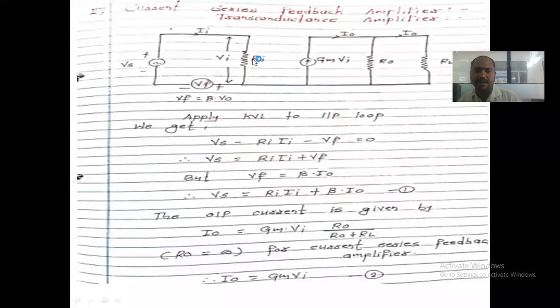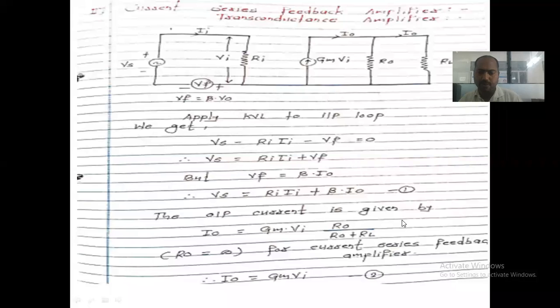Vs minus I into Ri minus I into Ri minus Vf, हे इक्वेशन आलं बरोबर. त्यातले Vf ची व्हॅल्यू आपल्याला माहिती आहे, Vf equal to beta into I0. कशासाठी? कारण आउटपुट मध्ये अप्लाय होते ते I0 आहे, V0 नाहीये, चुकलंय माझं, I0 आहे. Okay, so wherever Vf we have to write beta into I0, right? Vf equal to beta into I0. So Vs equal to Ri into I plus beta into I0.